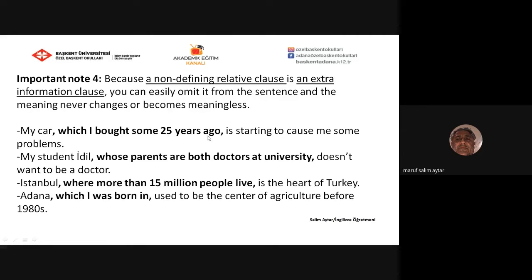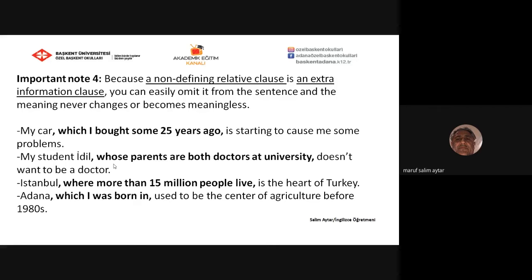So we can easily omit this part and we can read the statement like this. My car is starting to cause me some problems. Omitting this, leaving this information out, does not bother us at all. My student Idil doesn't want to be a doctor, but I want to give some extra information about my student Idil, and I say, my student Idil, whose parents are both doctors at university, doesn't want to be a doctor.